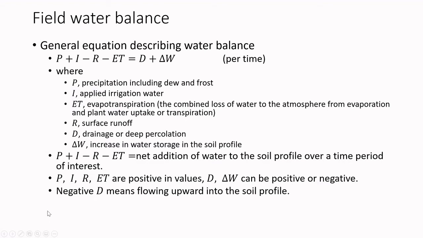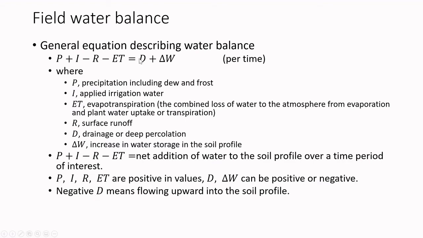to what I call the unsaturated zone. Then P, I, R, and ET are positive in value, and D and change in storage can be positive or negative. So if you have a D that, if you move it here, is supposedly negative, the value itself is positive.